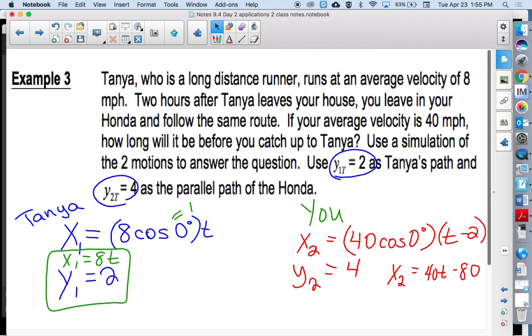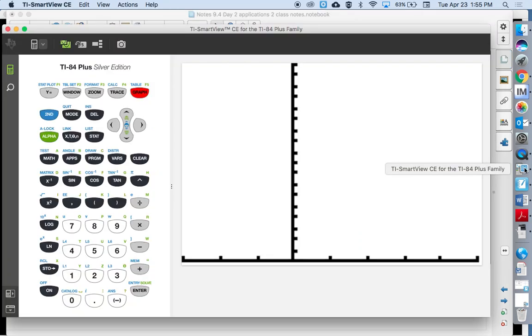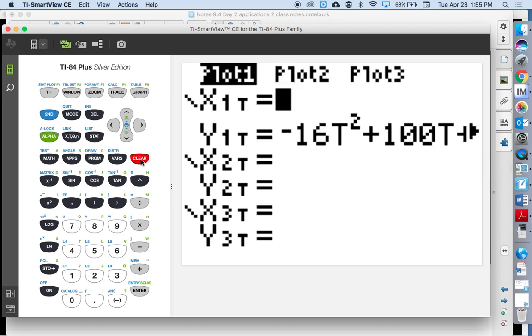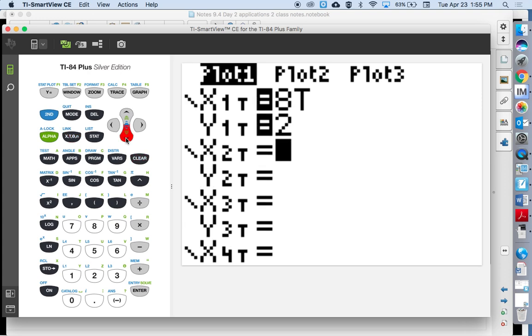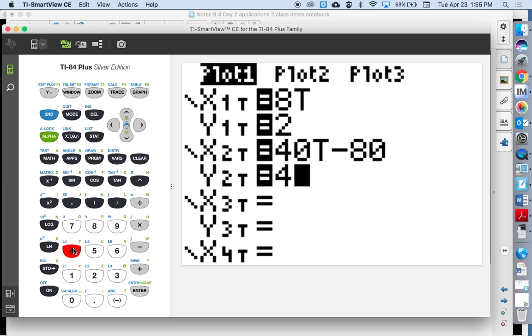Alright, so we're going to see if we have time to get this into that calculator. So go to your 2 equations. You're now plugging in 4 things. So 8t for Tanya and just a 2. You are traveling 40 miles an hour with that minus 80, and we're just plugging in a 4.